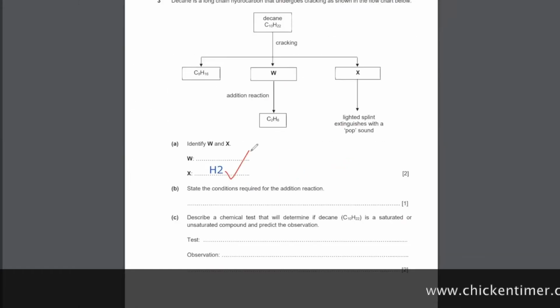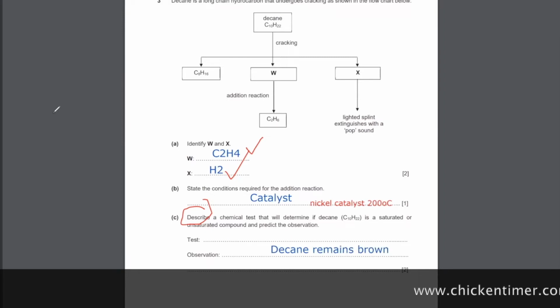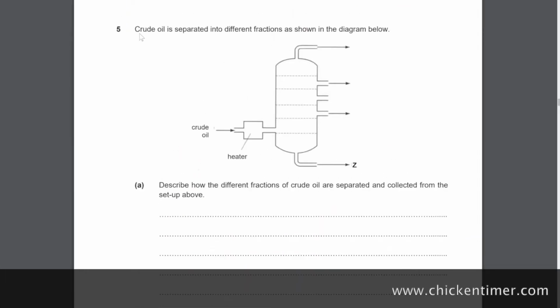Question 3 is nickel catalyst, 200 degrees. It should be found in the notes. This is the answer. It should be found in the notes. They ask you to describe the test, so it's more than just one word. So the test, you must describe what you do. You add aqueous bromine to decane. That's one. Then the observation. The observation is that it remains brown, because decane itself is not brown in color. So it's the bromine water, the aqueous bromine, that remains brown. You see? Okay. Yeah.